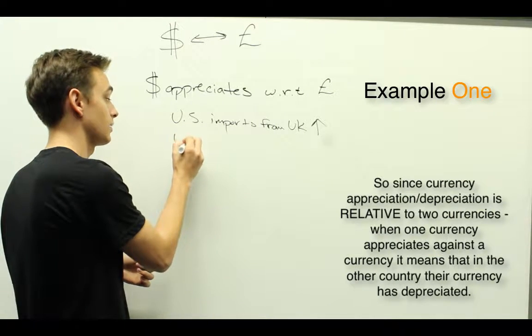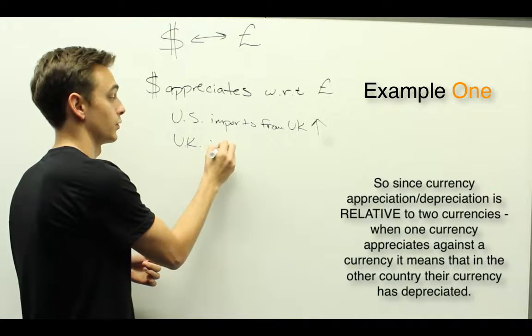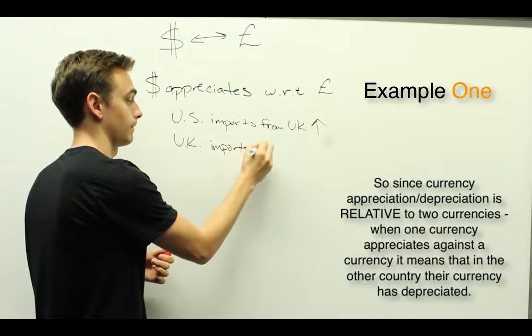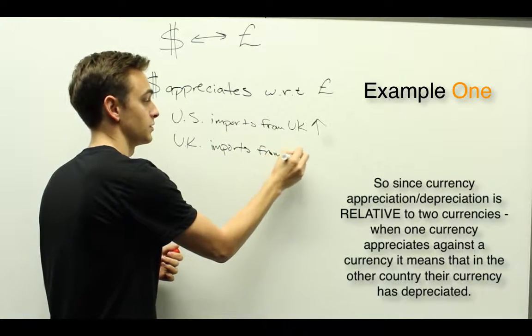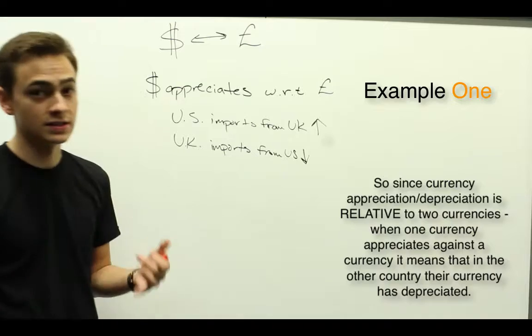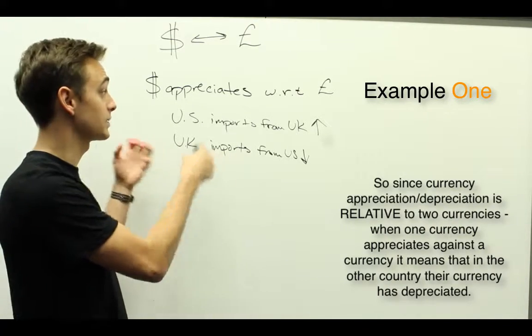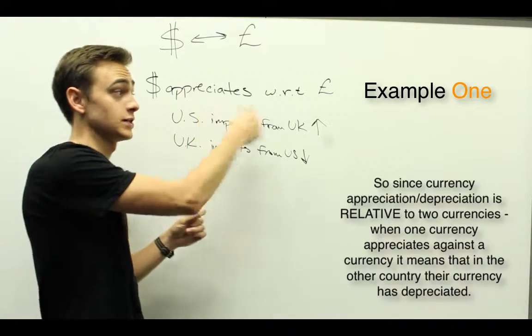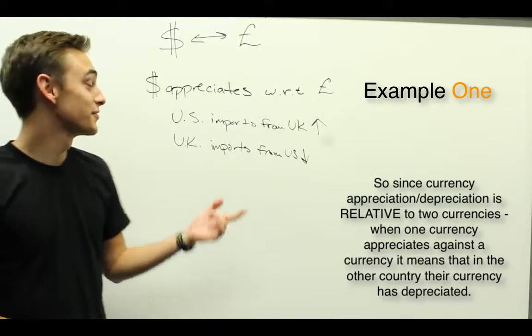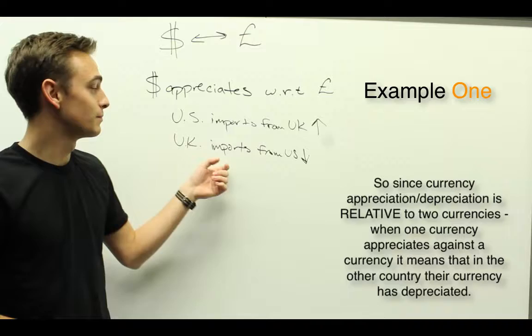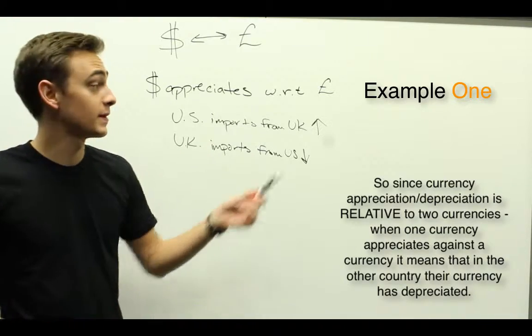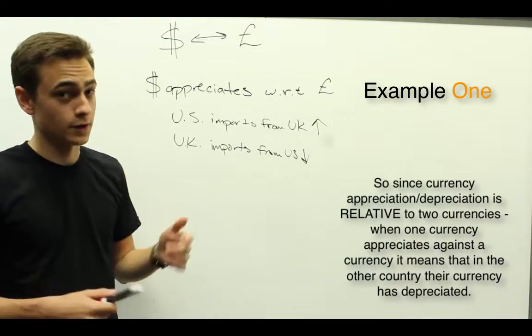So UK imports from the US go down. Now let's see what this means for the US as a whole, because that's what we're looking at. What happens to the US when the dollar appreciates with respect to the pound? The United Kingdom's imports from the United States go down. That's from the perspective of the United Kingdom, Great Britain.